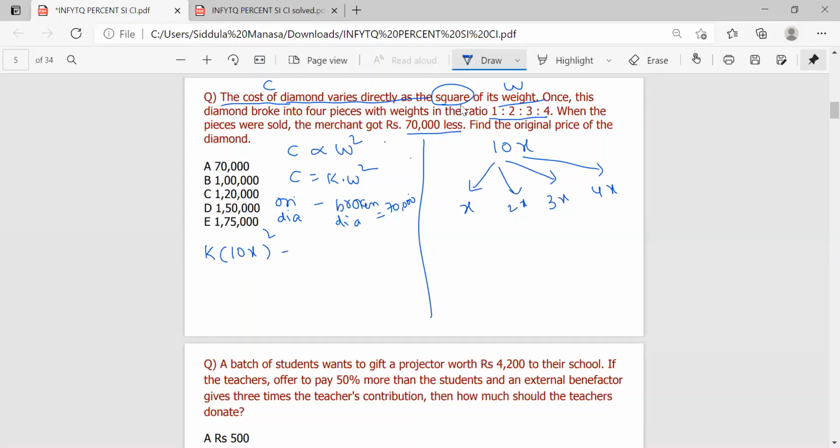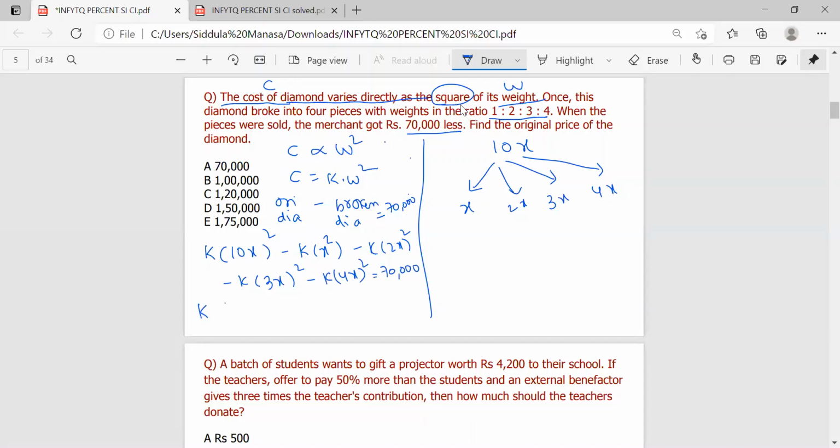So first piece weight is what? x. So multiplied by K, the cost of a diamond is equal to K into first piece weight x. So that means K into x square minus second piece K into 2x whole square minus K into 3x whole square minus K into 4x whole square. That is equal to 70,000.